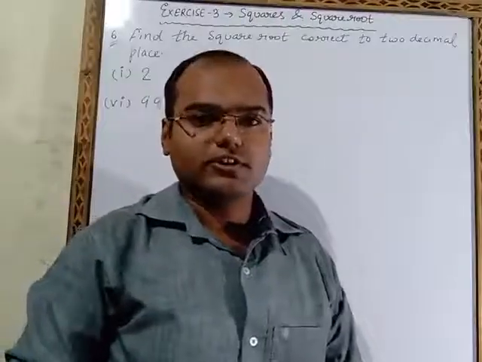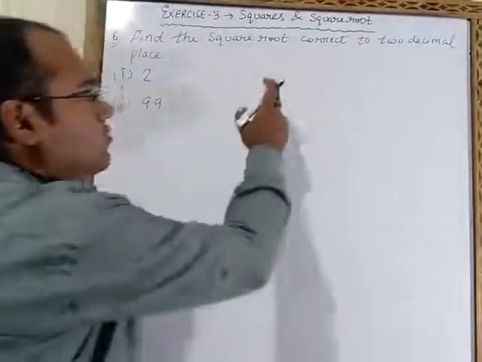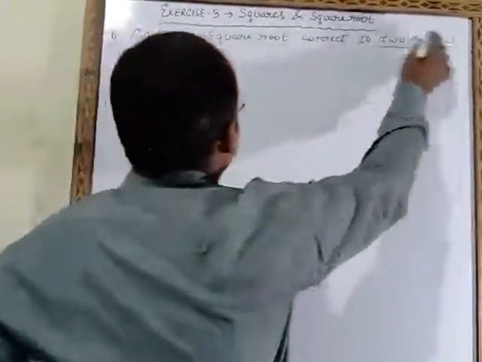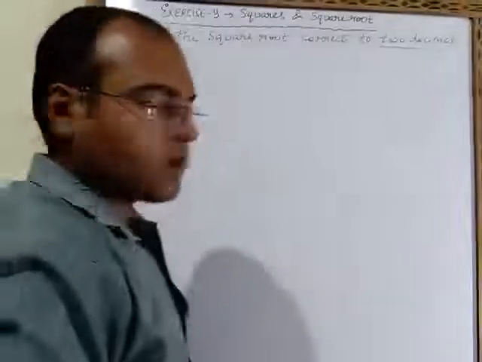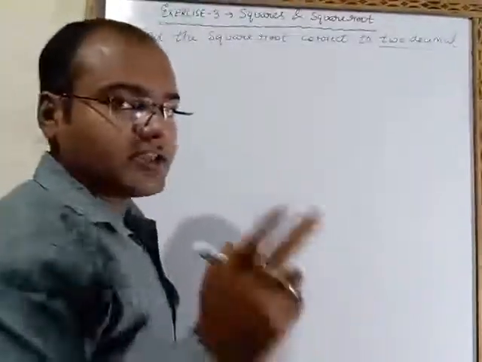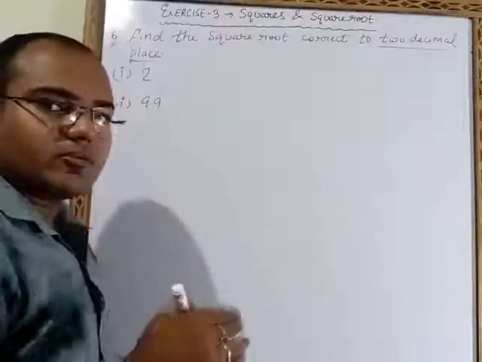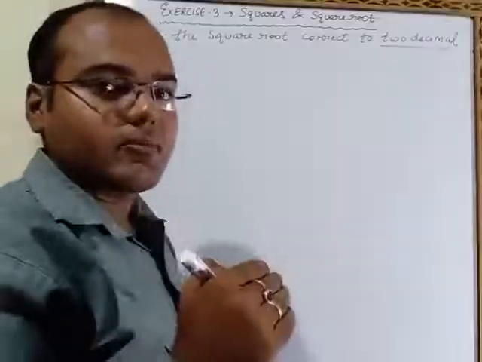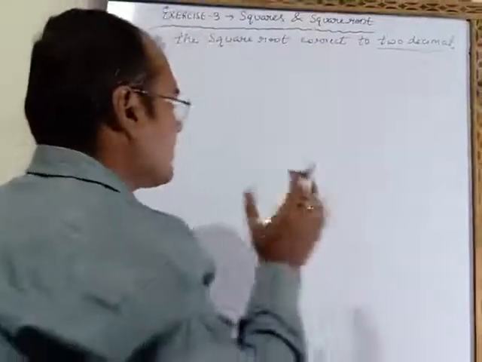Now come to question number 6. Find the square root correct to 2 decimal places. We have to write the square root of 2 up to 2 decimal places. So the answer we have to write in decimal. So in this we cannot use the prime factor method. We have to use the division method. So what you have to do?